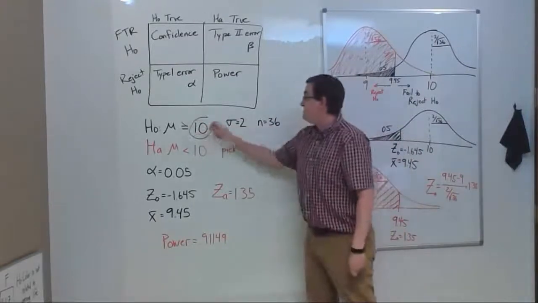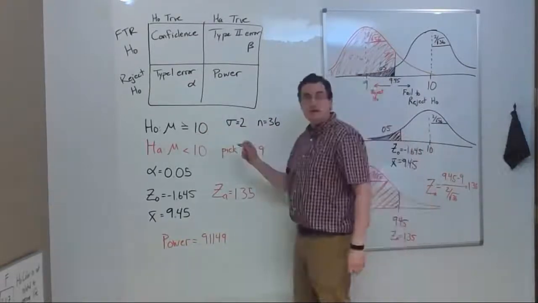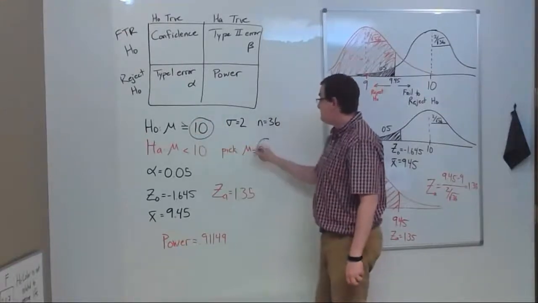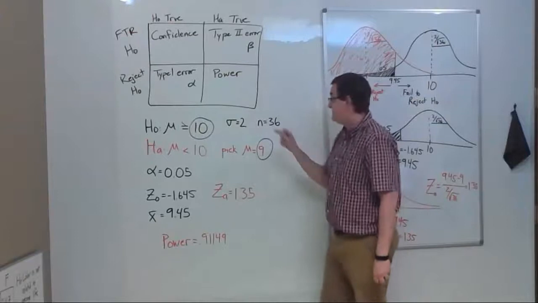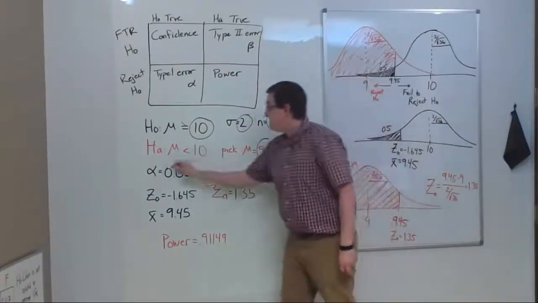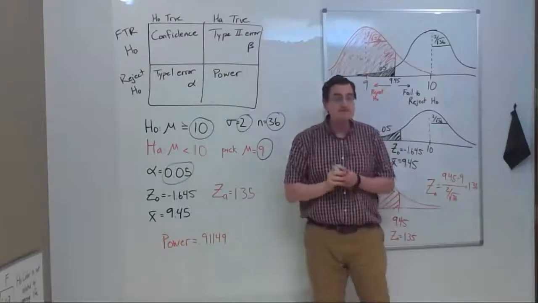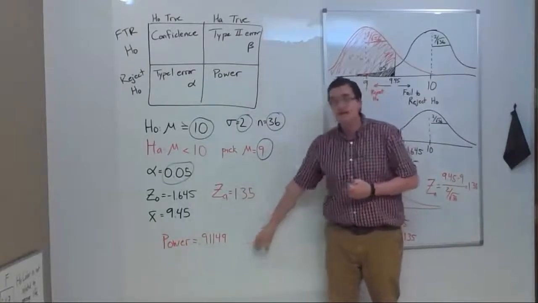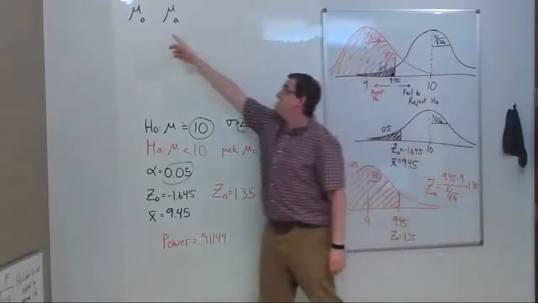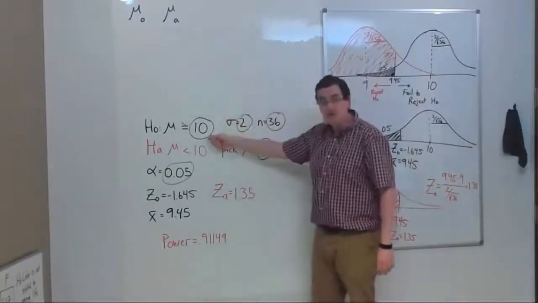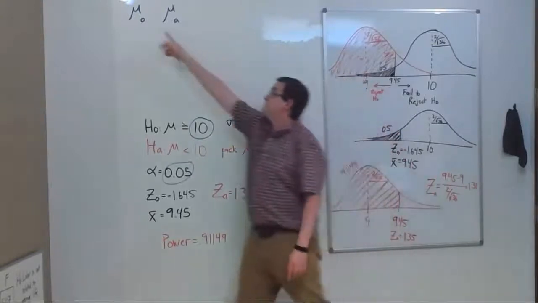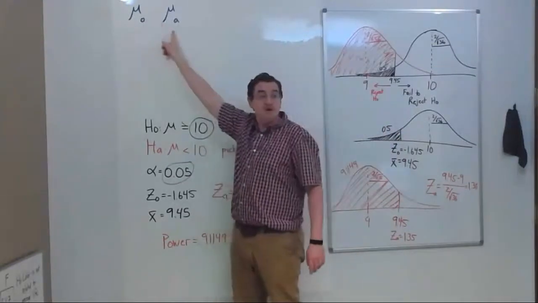So there were 5 pieces that we needed to get this answer. We needed to know it's not blue. We needed to know the value for the null and the value that we were picking for the alternative. The sigma, the sample size, and the alpha. Those are the 5 pieces that helped us get to the final answer. So let's look at each of those, starting with the 2 mu's. The mu for the null hypothesis and the mu that we picked for the alternative. I called it mu naught and mu a.